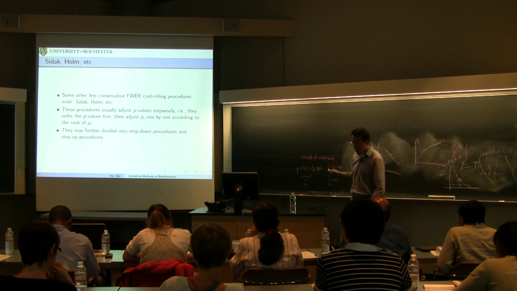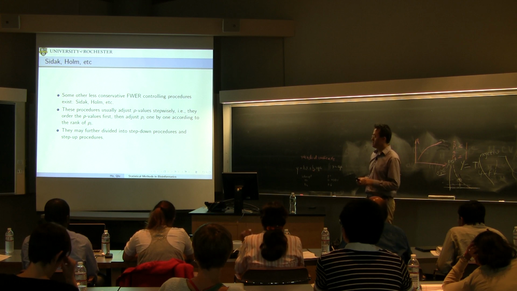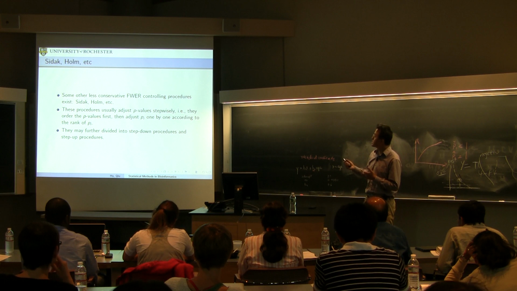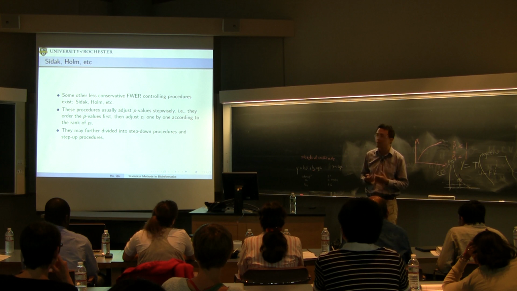Okay, so for the FWER, as you can see, you multiply 8,000 to each individual raw p-value. Of course, it's very conservative. So people try to invent some not-so-conservative procedures that also control the FWER.